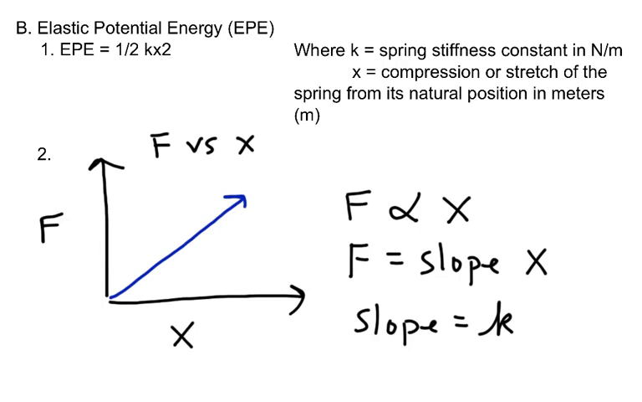So in essence, if I know the force that I apply to a spring, and I can find how much the spring stretches or compresses as I'm applying this force, I can graph these values, then find the spring constant of the spring, and ultimately find the elastic potential energy of the spring in joules.